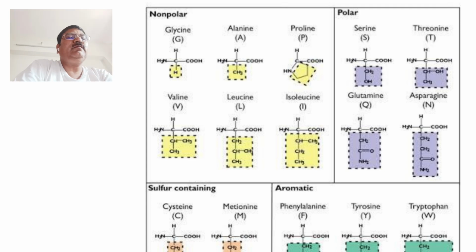Okay, we are continuing. In polar alpha amino acids, the R group is polar, and there are a total of four types of alpha amino acids which are polar.